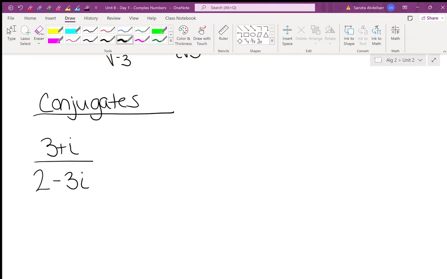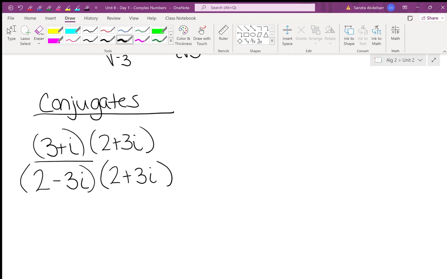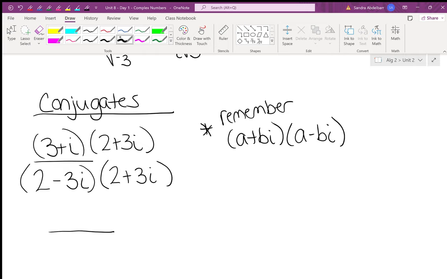So who remembers? We did this with radicals. What are we going to multiply this by? You got it. We're going to multiply it by its conjugate, which is 2 plus 3i, top and bottom. Now remember, when we're multiplying by the conjugate with i, it's not going to be a squared minus b squared. What's it going to be? A squared plus b squared. So let me put a little star for you to remember. A plus bi times a minus bi gives us a squared plus b squared.